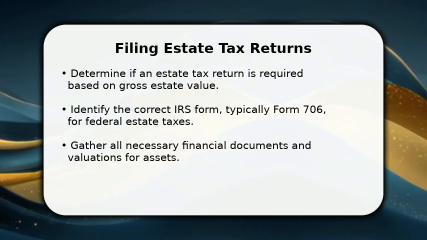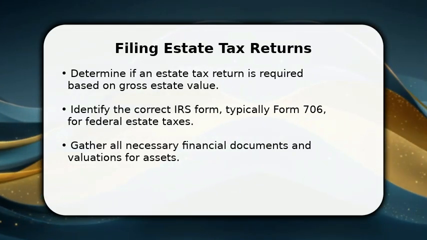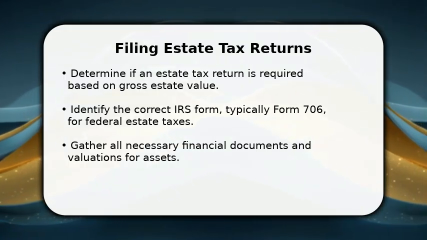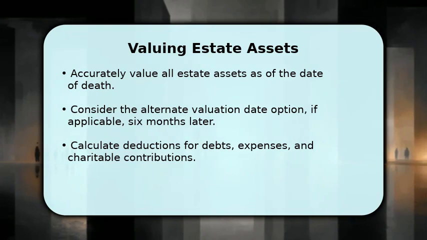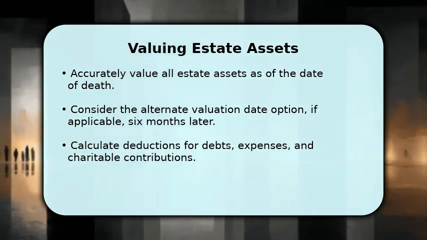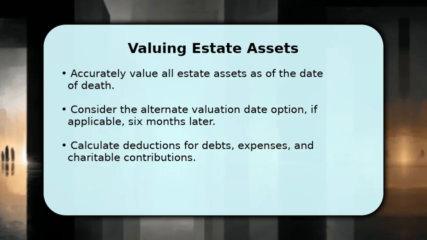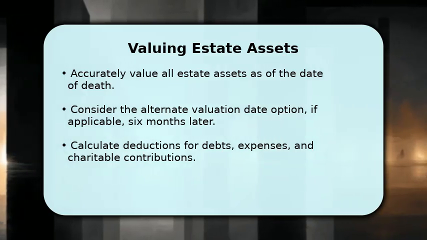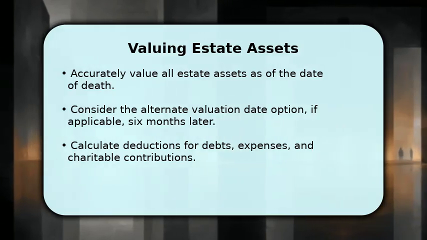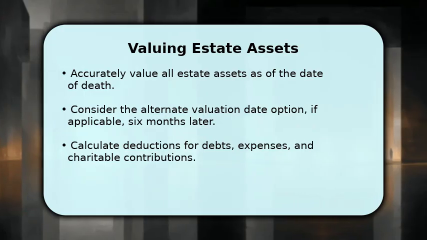Begin by collecting all financial records, including asset valuations and liabilities, to ensure accurate reporting. Accurate valuation is crucial. You must determine the fair market value of all assets on the decedent's date of death. Sometimes, an alternate valuation date, exactly 6 months after death, can be used if it reduces both the gross estate and the estate tax liability.